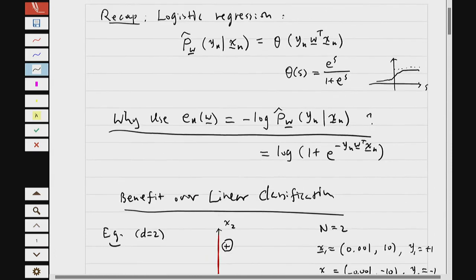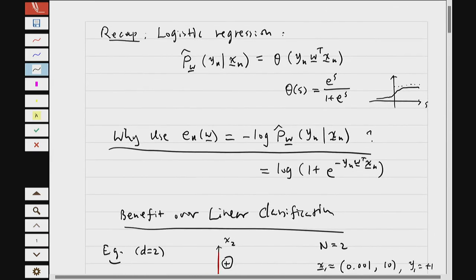No, remember this P hat is this guy, our sigmoid function. This is our model, our hypothesis. For now, it's the sigmoid function for logistic regression. Later, when you go into more complicated learning methods such as neural networks, this thing could be something else as well. But in general, the loss function is taking the negative log of the probability. It just so happens here that we estimate the probability using a sigmoid function.